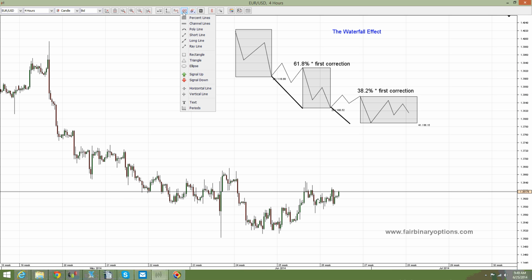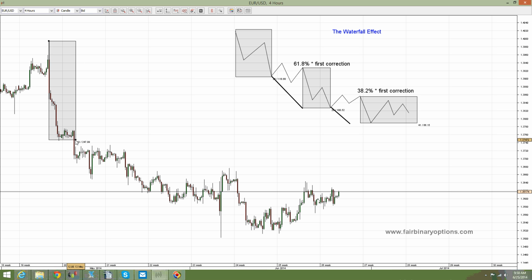Our first corrective wave, based on the explanation in the first part, is this one here that goes all the way to the downside. So this is our first correction here. It's a corrective wave in the form of a zigzag, and this would be the X wave.